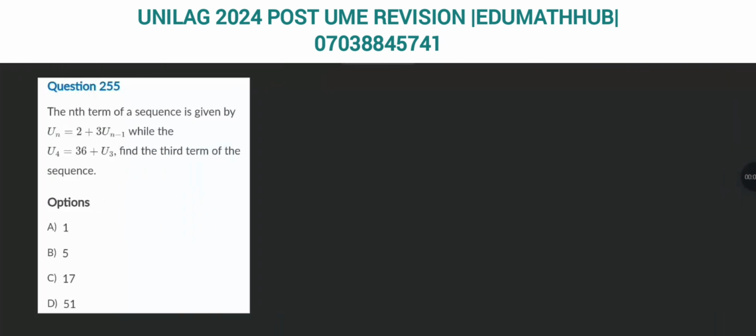So we have this next question. We are told that the nth term of a sequence is given by u of n equals 2 plus 3 u of n minus 1, while the fourth term, that's u4, equals 36 plus u3. So we have to find the third term of the sequence.